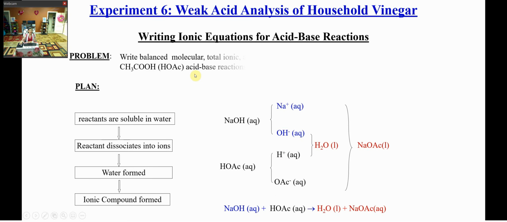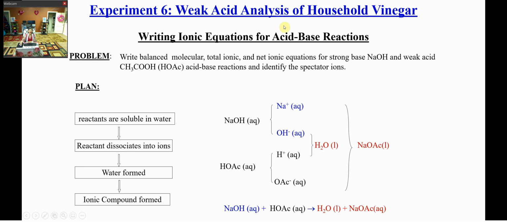In our class, we are going to determine the household vinegar Ka value and molar mass. Possibly you are going to do a little bit more than this. So I showed you one example about the titration using sodium hydroxide to determine the amount of acetic acid in your household vinegar. Normally the household vinegar is 3 to 5 mass percent acetic acid in solution.